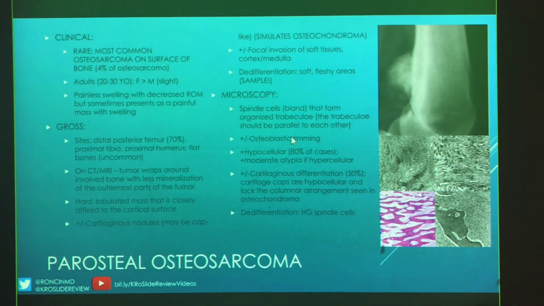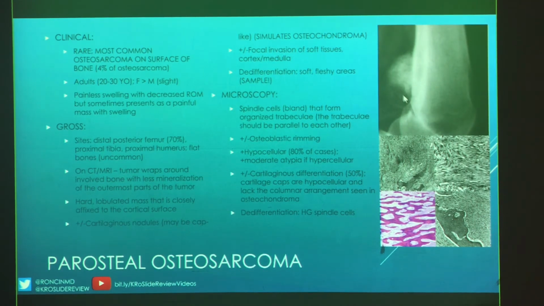Okay, so this is periosteal osteosarcoma, and it's rare, but it's the most common osteosarcoma on the surface of the bone. So it accounts for 4% of osteosarcomas, and this is predominantly in young adults. There's a slight female predominance, and whereas a lot of other lesions were painful, this is a painless swelling with decreased range of motion, but if it presented painful, there would often be associated swelling with it. This occurs predominantly in the distal posterior femur in 70% of cases, so that's what we're showing here.